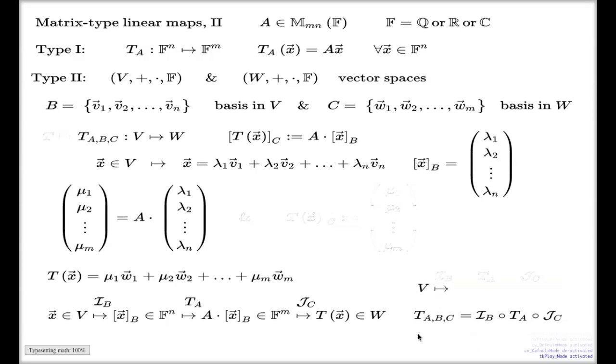Here's another diagram which shows how my composition works. V is taken to F^n, then to F^m, and then to W, and that's my composition. The individual elements of my composition are I_B, T_A, and J_C.